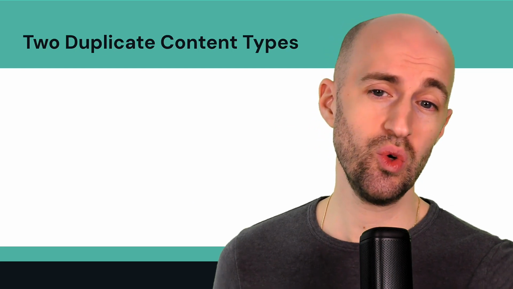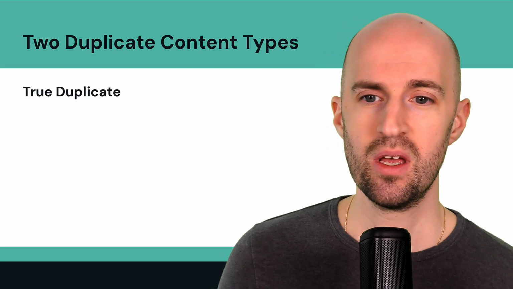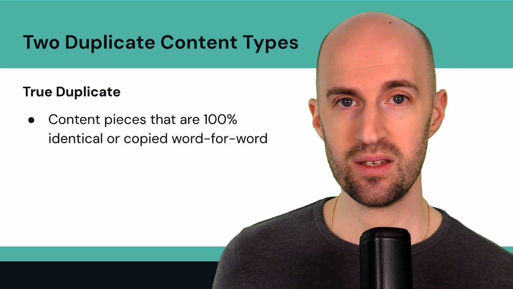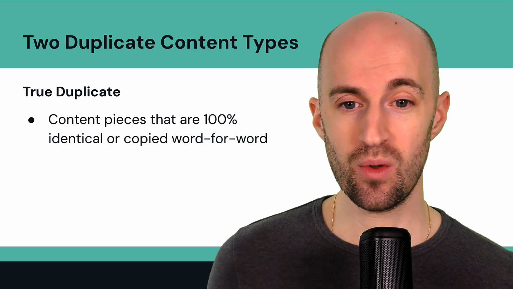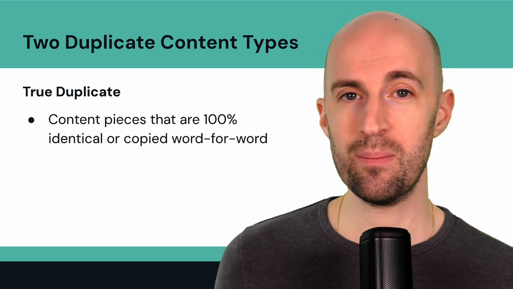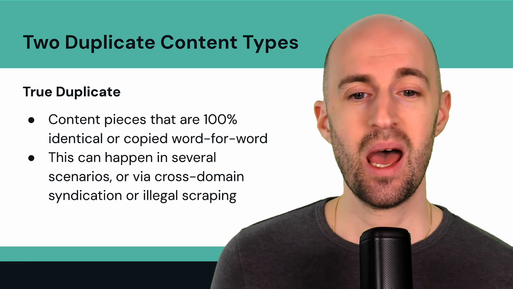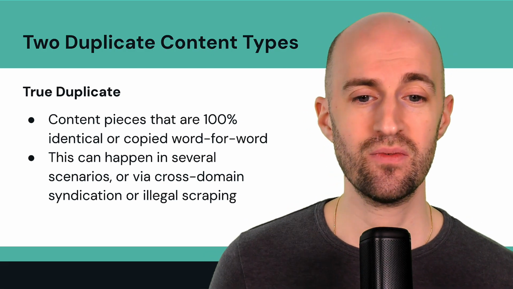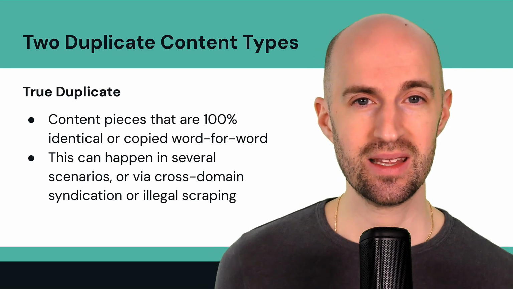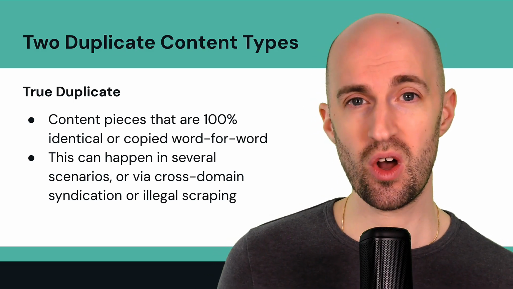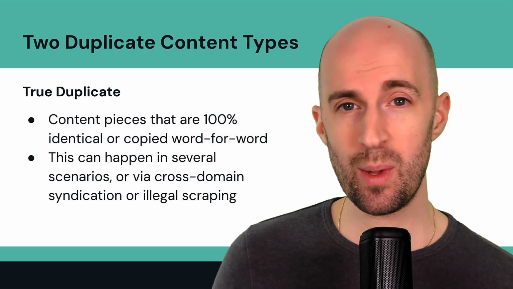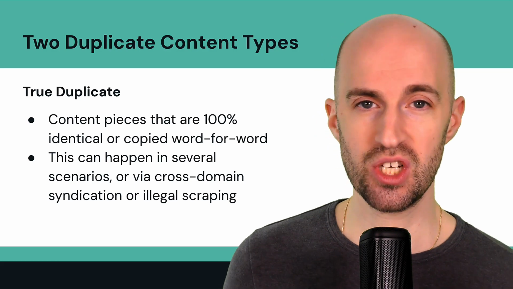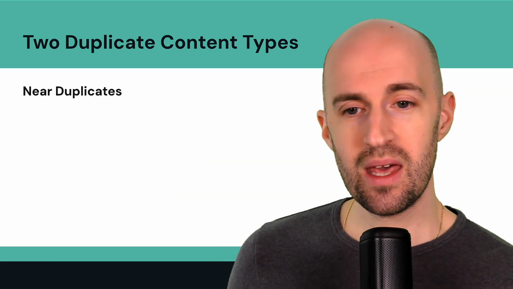So let's talk about two duplicate content types. There's the true duplicate. This is content that is 100% identical or copied word for word, like copy and paste. This can happen in several scenarios, such as cross-domain syndication, for example, news sites that take the same story but republish it on their site, or illegal scraping from other sites that copy the content and publish it as their own.